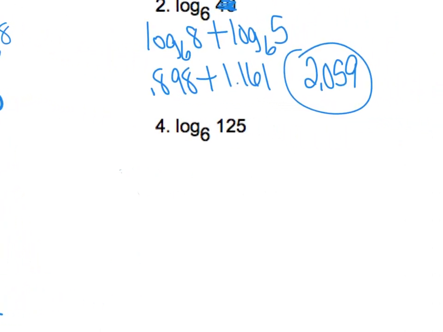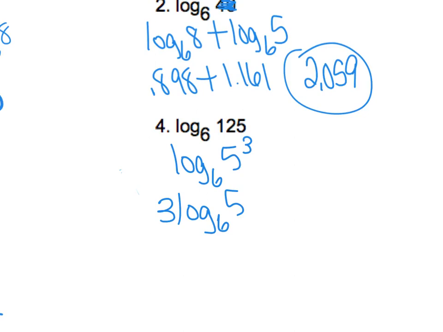If we're looking at log base 6 of 125, well, we're not going to put it in terms of 8. We're thinking in 5, where 5 cubed is 125. That exponent's going to come out into the front. So we'd have 3 times log base 6 of 5, or 3 times 0.898, which is 2.695.